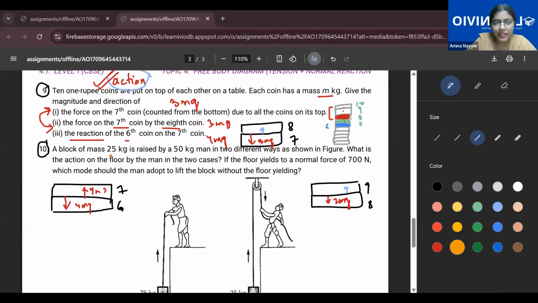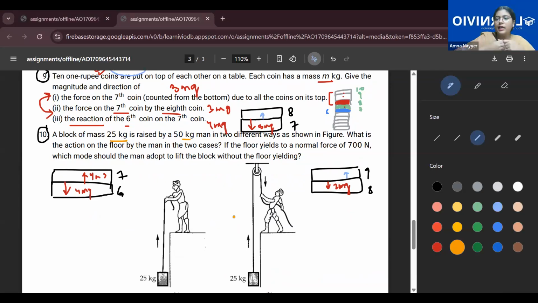See, this last question, I think, for today. A block of mass 25 kg is raised by a 50 kg man in two different ways. One, he is pulling it directly. Second, he is using a pulley for the same thing. It asks what's the action on the floor by the man in two cases. When it says action, you have to calculate the normal reaction. Action and reaction are always equal. It says if the floor yields to a normal force of 700 Newton, which mode should the man adopt to lift the block without the floor yielding? Floor yielding means the floor shouldn't break because of so much weight acting on the man.